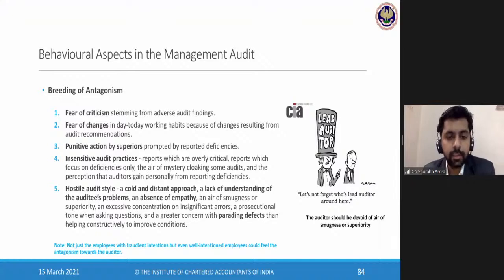So not just the employees with fraudulent intentions, but even well-intentioned employees could feel the antagonism towards the auditor. So just because an auditee is not behaving well and not responding to you in a good manner, please do not assume that there is fraudulent intention with that employee and start treating him in that way. You should empathize with the auditee at all levels.